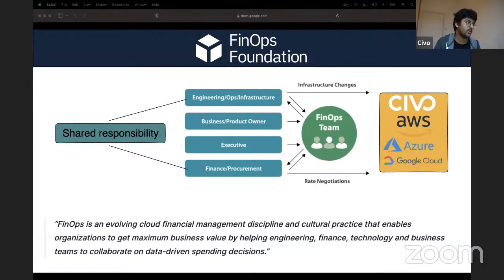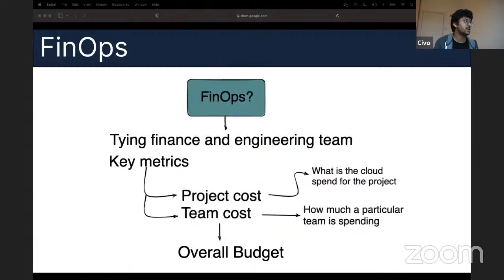If we talk about FinOps, it means having a dedicated FinOps role in your organization, and having cost as a first class metric. As for how it works, it's tying the financial and engineering teams together, figuring out the key metrics like the project cost and the team cost, and figuring out the overall budget.